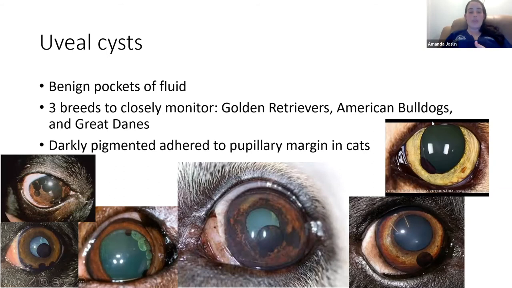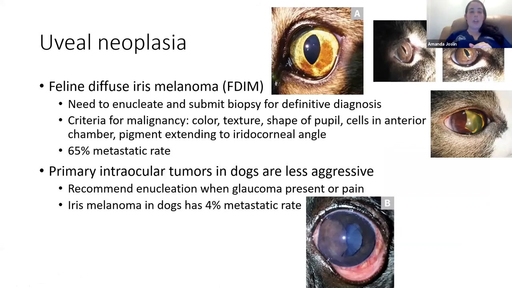It's typically differentiated from feline diffuse iris melanoma because that's more so concerns on the iris, where these cysts are always on the pupillary margin. Then we talk about uveal neoplasia. Again, this is obviously not all inclusive, but feline diffuse iris melanoma is a real concern we have in our cats. The only way to get the definitive diagnosis is to submit the eye by biopsy.